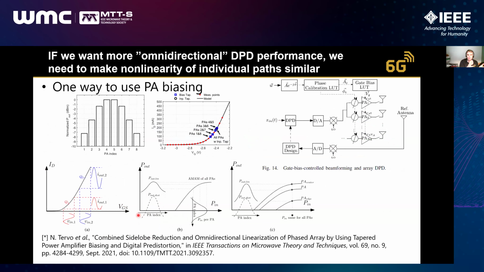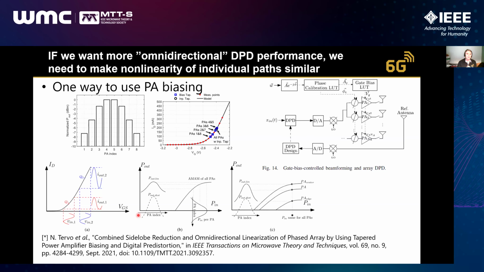So now we can understand already that if we want to have this kind of omnidirectional linearization, so good linearity in all angles, we have to have similar amplifiers, similar impairments over the antennas. And if we still want to control the beam shape by doing amplitude control, we have to do something. And one way to do that is to use PA bias control. So basically control the amplifiers.